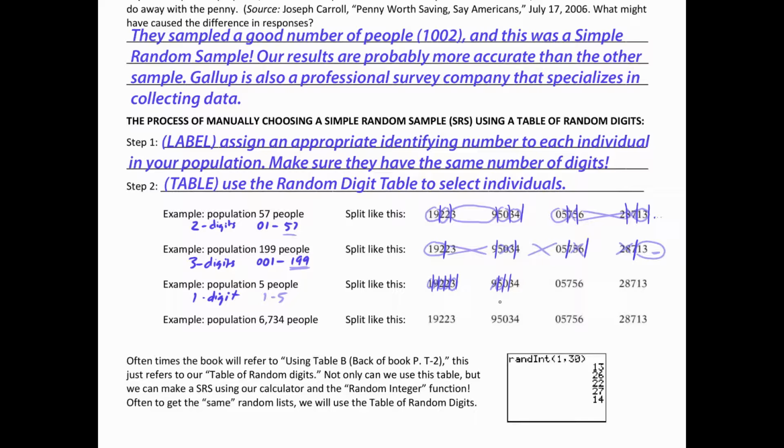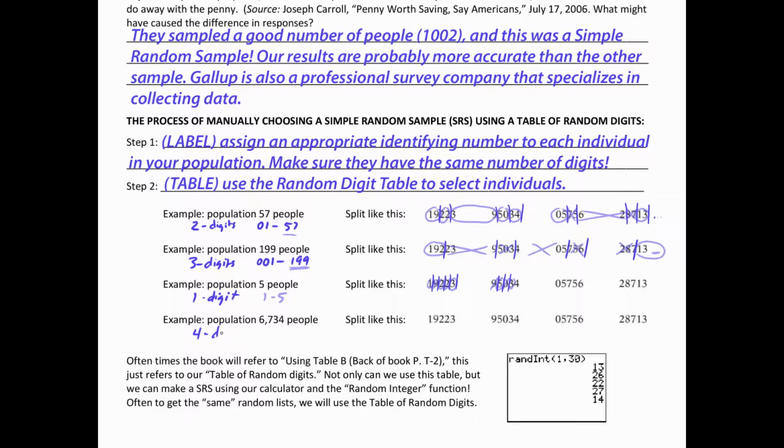Now 0 is kind of unique. I did not label anyone as 0, so I cannot choose 0. But I could choose 3, I could choose 4 if I kept on going. So you have to know when to exclude numbers. That's really important. The last one here, your population is 6,734 people.